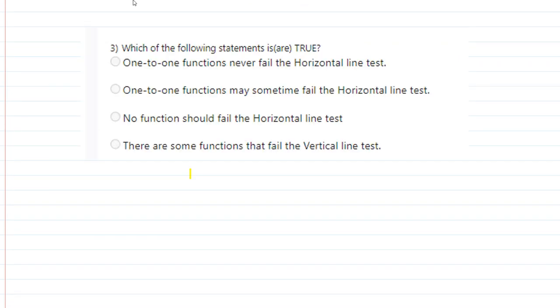Let's look at this question. Which of the following statements are true? One-to-one functions never fail the horizontal test. It is correct. One-to-one functions may sometimes fail the horizontal test. It is incorrect. No one-to-one function should fail the horizontal test. Many functions fail the horizontal test, so it is incorrect.